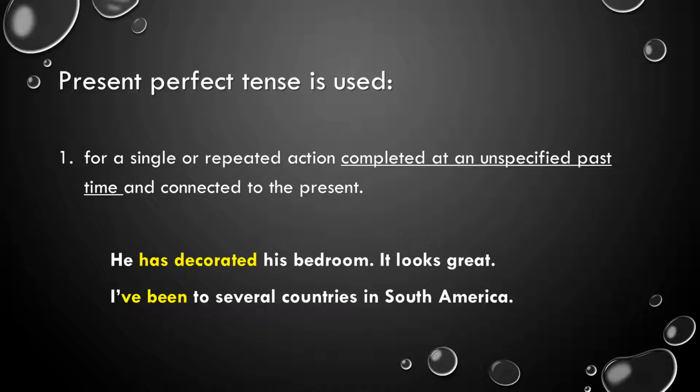It looks great. In this example, we know that he has decorated his room sometime in the past, but it's not specified. We don't know when he has decorated his room. So it happened sometime in the past. The action is finished, but we don't know when it happened. And when we say it looks great, it's still connected to the present because it still looks great.